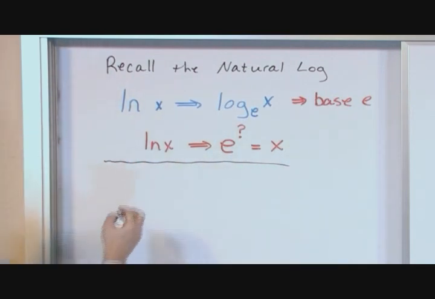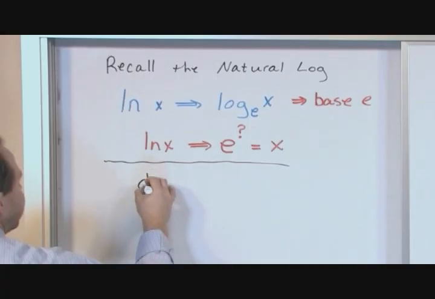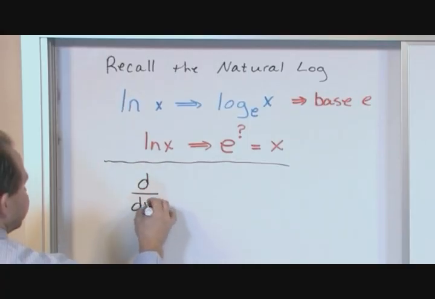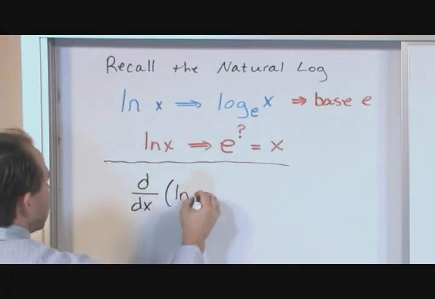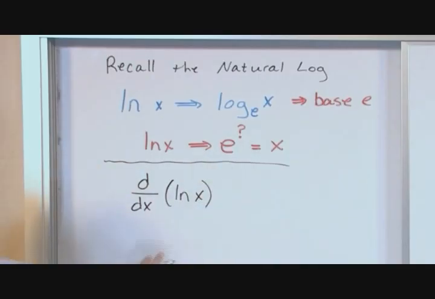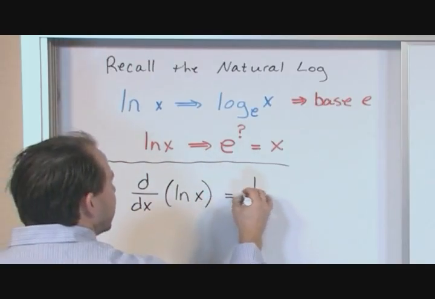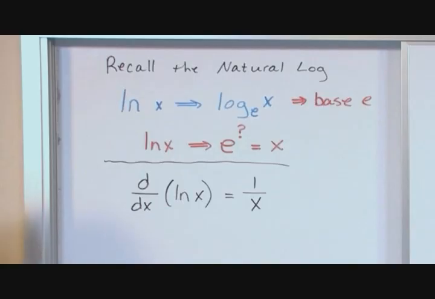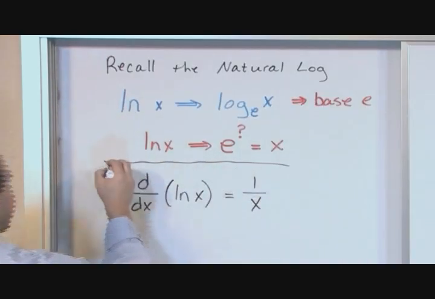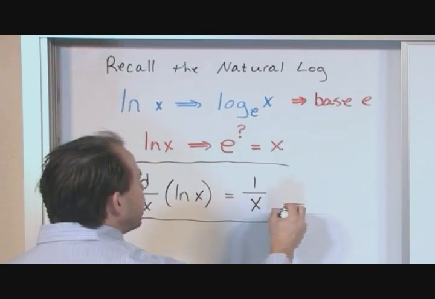I'm just going to write it down and we'll talk about it a little bit. The derivative of the natural log function, ln of x, is simply equal to 1 over x. And that's it. There's no proof here. I haven't proved anything to you, and I'm not going to try to prove anything to you.